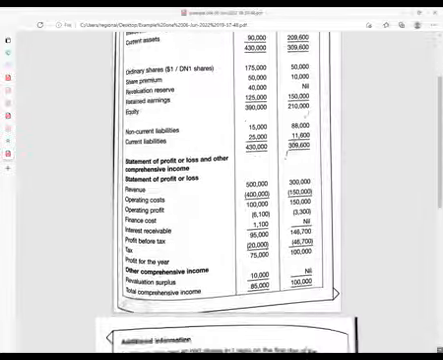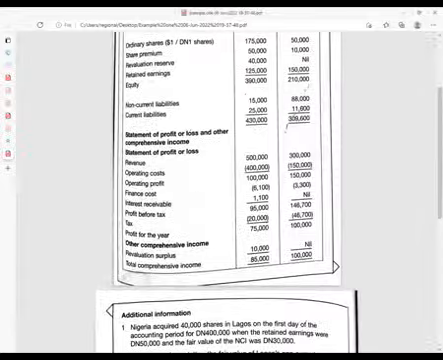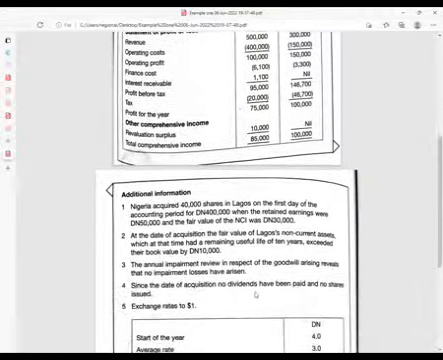Now, listen to me very well. They've given me everything there. And then we are told here additional information that Nigeria acquired 40,000 shares in Lagos on the first day of the accounting period for DN 400,000 when the retained earnings were DN 50,000 and the fair value of the NCI was DN 30,000. At the date of acquisition, the fair value of Lagos' non-current assets, which at that time had a remaining useful life of 10 years, exceeded their book value by DN 10,000.